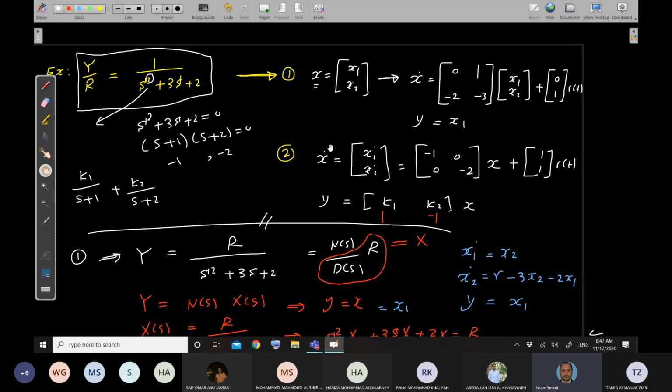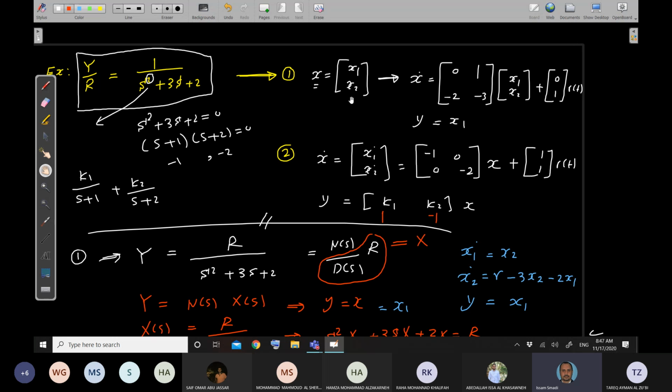Now, the first question: do the two representations here describe the same transfer function, yes or no? Abdullah Isa, the representation in 1 and the representation in 2 describe the same transfer function? 100%. Yes, so simply this means that the state space representation is not unique.